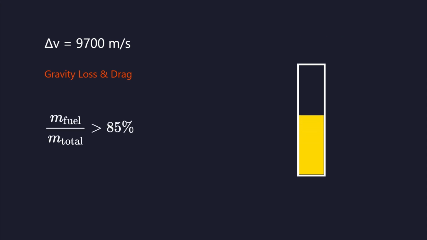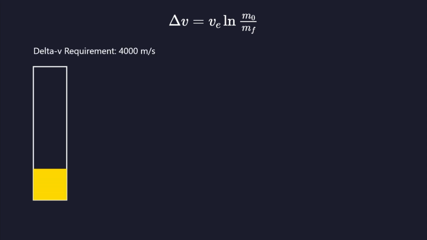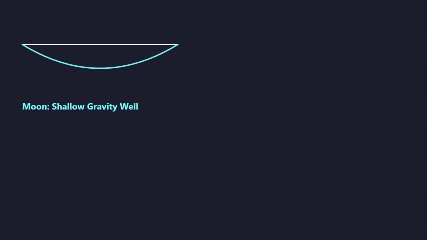Accounting for gravity losses and atmospheric drag, the rocket equation shows why a modern rocket must be over 85% fuel by weight just to succeed. Deep space missions require even higher mass ratios or more efficient engines. Moving from Earth orbit to Mars adds another 4,000 meters per second to the requirement. Every extra kilogram of payload at the destination requires dozens of kilograms of fuel at launch.